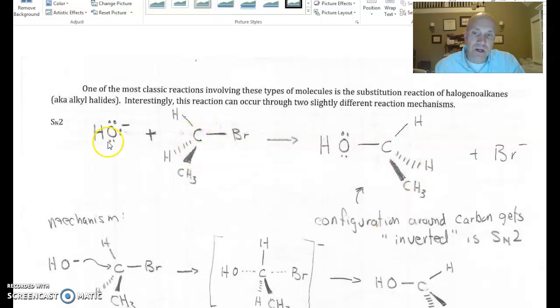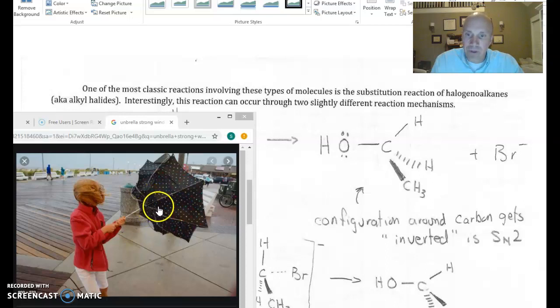And so when an SN2 substitution occurs, it occurs with what's considered inversion of the stereochemistry. So what that means, the best way to describe this is to think about what happens when an umbrella gets inverted in a strong wind. Here we have a picture of essentially an umbrella that's been caught in a strong wind.